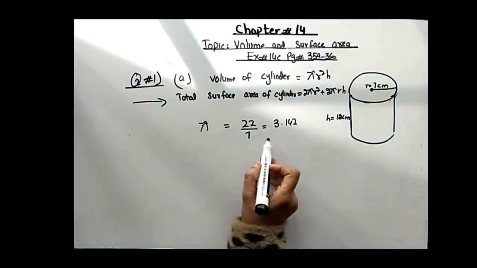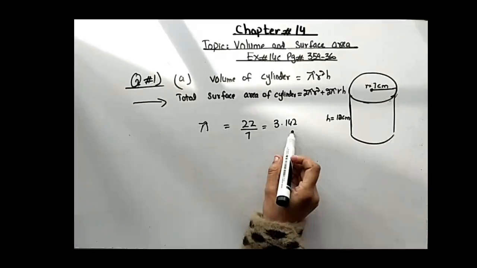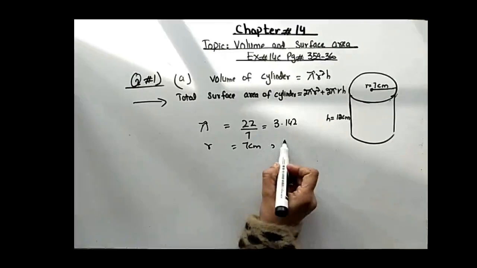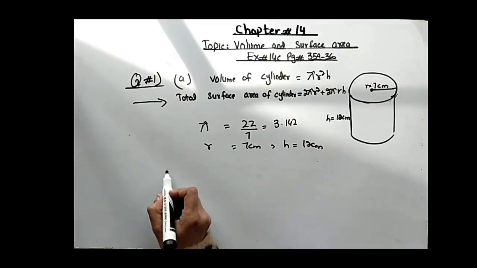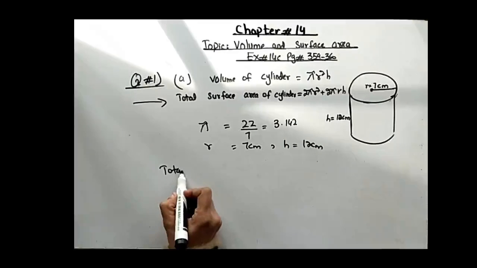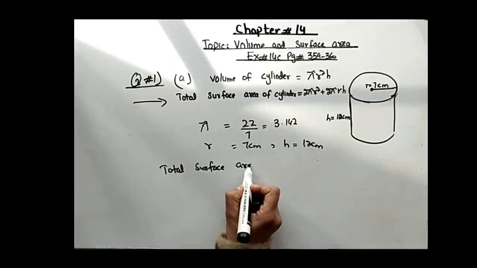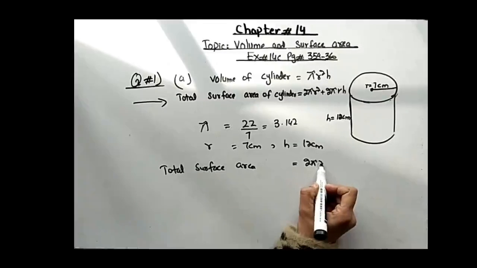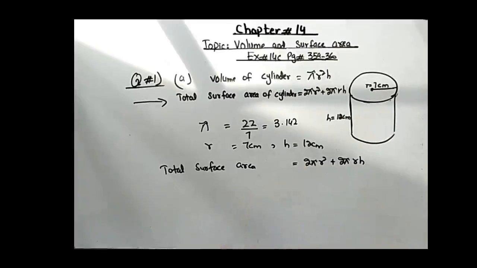Okay, pi is equal to 22 by 7, and you can put the value of 3.142. It's your choice. And r is equal to 7 centimeter and h is equal to 12 centimeter. So first you will write this formula: total surface area of cylinder is equal to 2 pi r square plus 2 pi r h. These are the specific formulas.